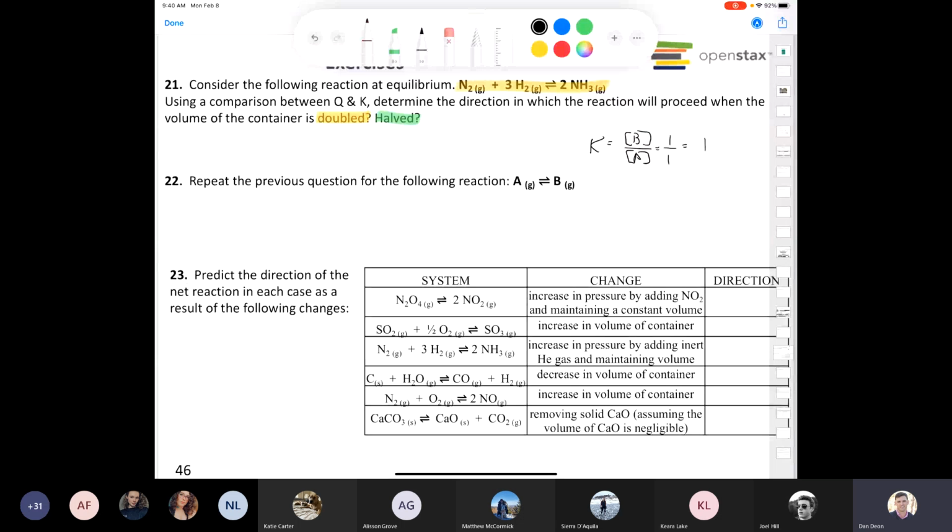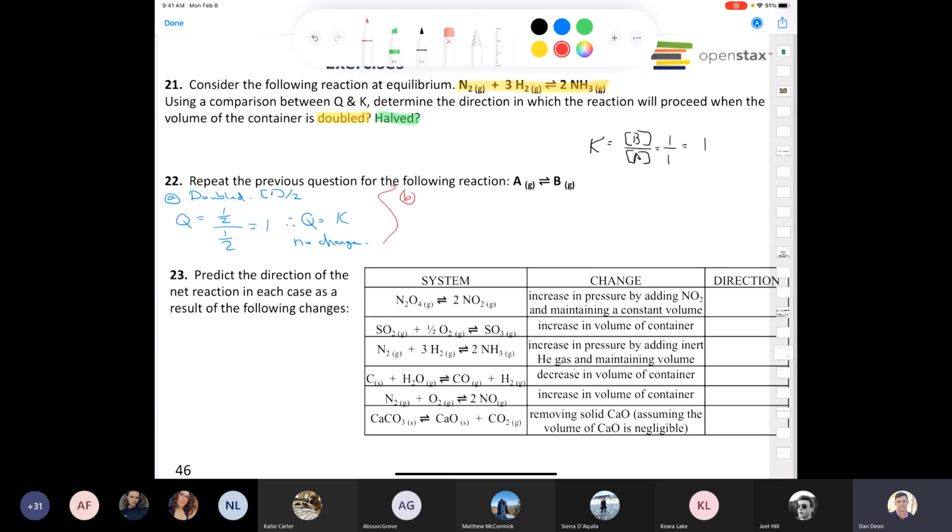Okay, so if we do the same thing, so if we start with doubling it, so doubled, right? If we double the size of the container, that means it's going to be the initial concentration divided by 2. So that means our Q is going to be 1/2 divided by 1/2, which equals 1. So what does that mean? It means that Q is equal to K and no change. Okay, no change in the equilibrium. Right? It's not going to go forward. It's not going to go backwards.